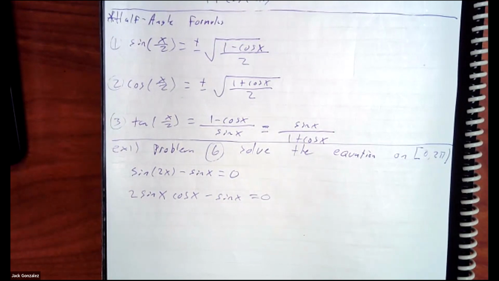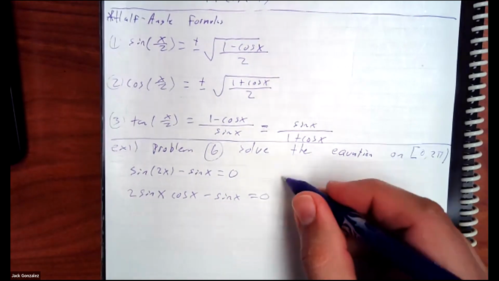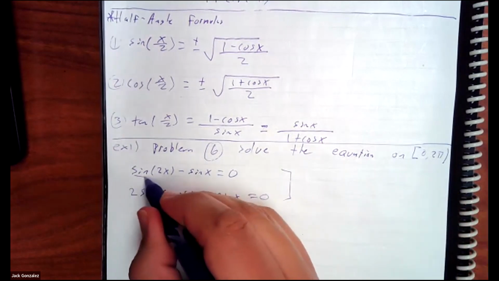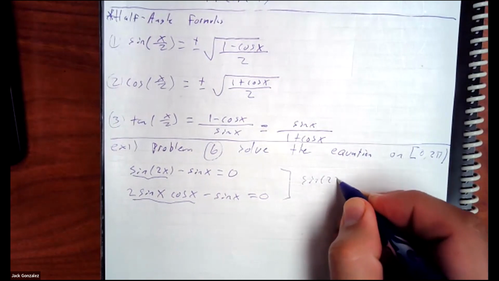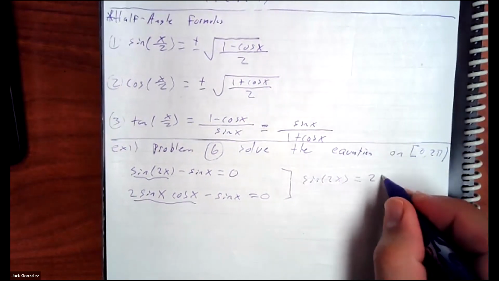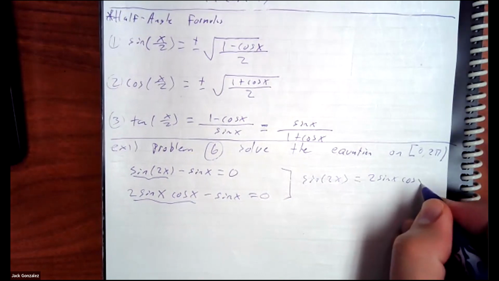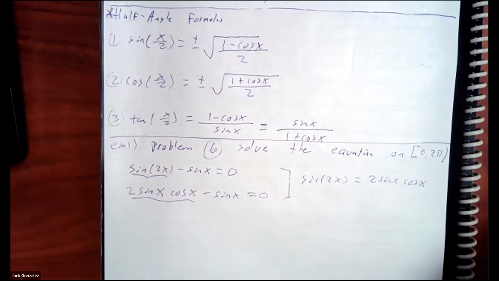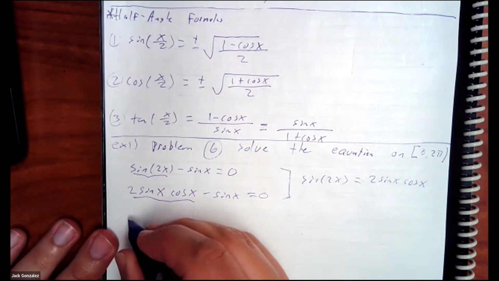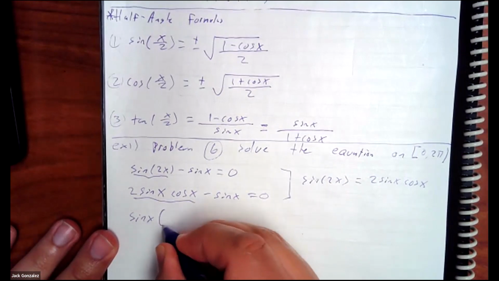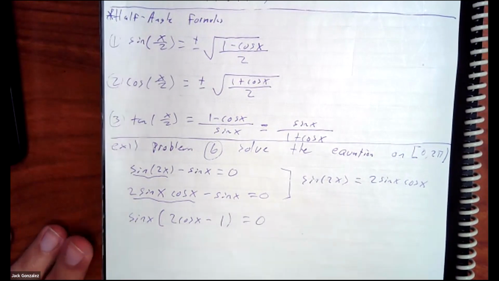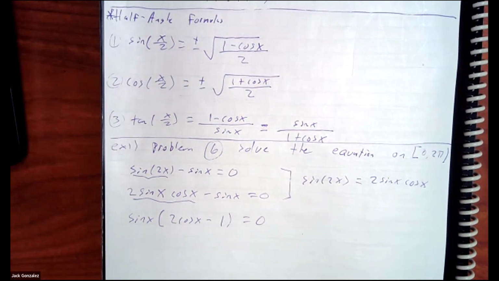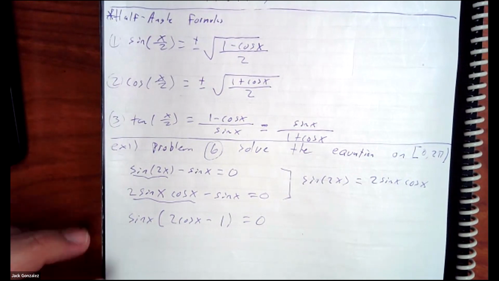So now we have it in terms of just regular sine. So now you notice you can factor, right? So from here to here, we replace this guy with this using this formula that we just wrote down. So factor sine, you get 2 cosine minus 1, right? So set each to 0 and solve.